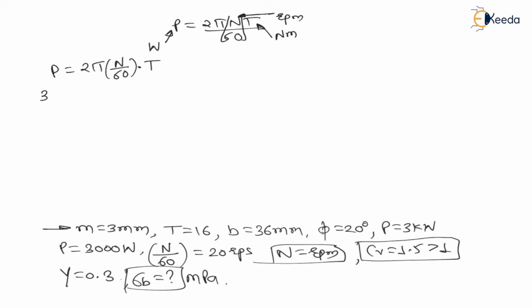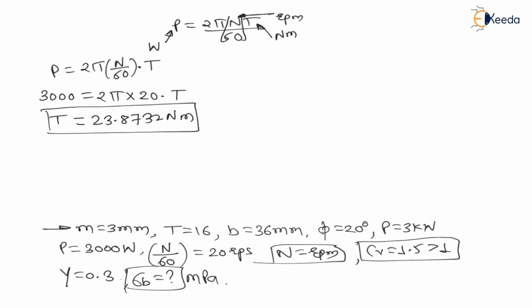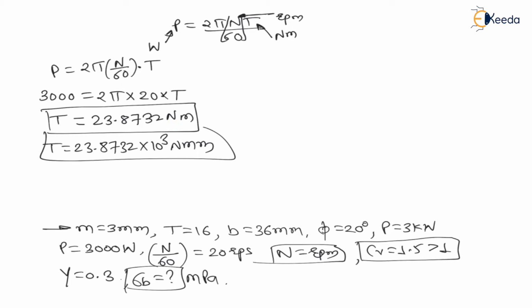Therefore power 3000 is equal to 2 pi into N by 60. Total N by 60 is given 20, into T. Therefore from this you will get torque. You will get the torque is equal to 23.8732 Newton meter. Solve with the help of calculator for torque, right? Therefore this torque will be equal to 23.8732 into 10 to the power 3 Newton mm. Now here this torque we get in Newton meter. If I want to convert meter into mm, I have to multiply with 10 to the power 3, right?